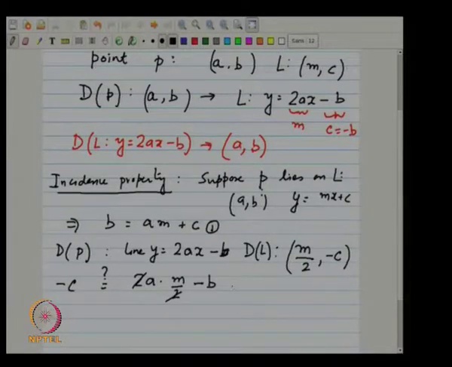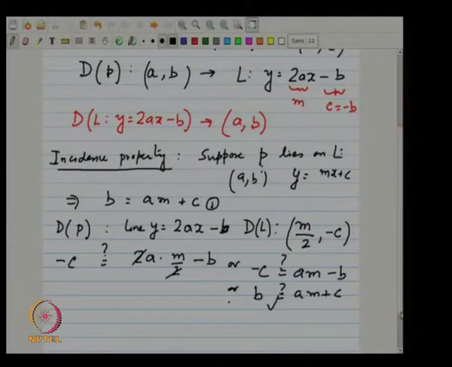So, or is minus c equal to, well, I will just transfer anyway. So, let us a m minus b, or is b equal to a m plus c, which is exactly the same thing as equation 1, right. So, this is certainly true. The incidence property is satisfied by this mapping.